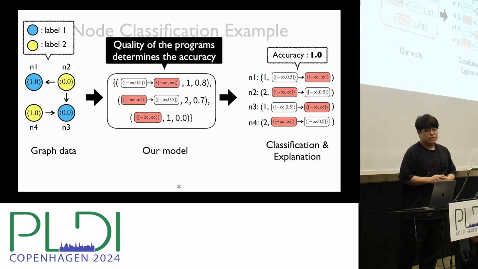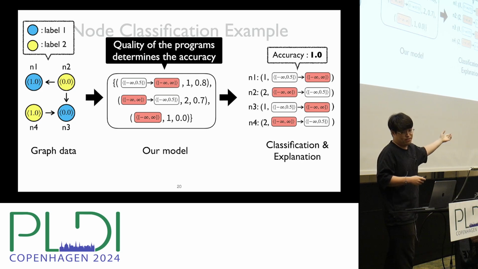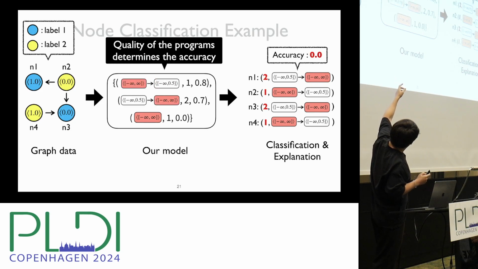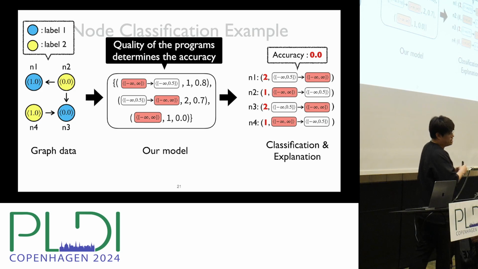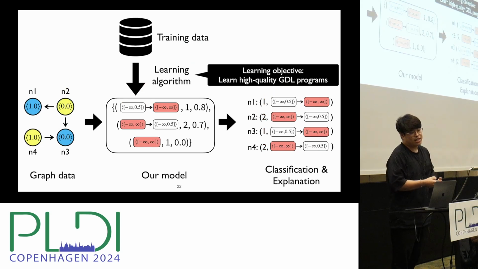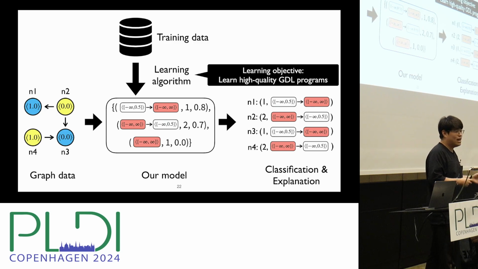In our approach, the accuracy of the model is determined by the quality of its constituent programs. For example, if we swap the first 2 programs like this, then the accuracy becomes 0. So the goal of the training process is to synthesize high-quality programs and scores that will accurately classify graph data in the test set.